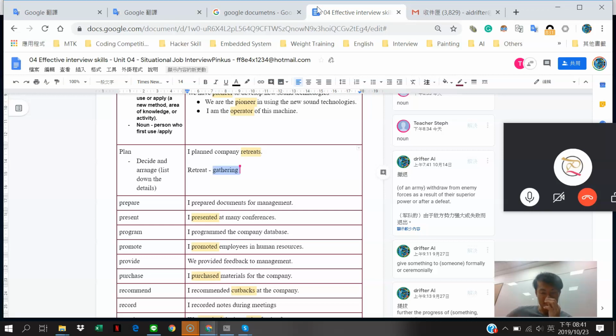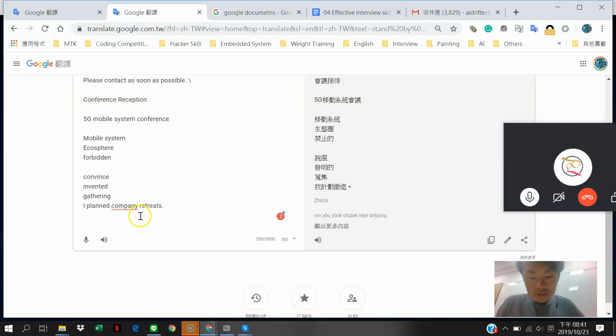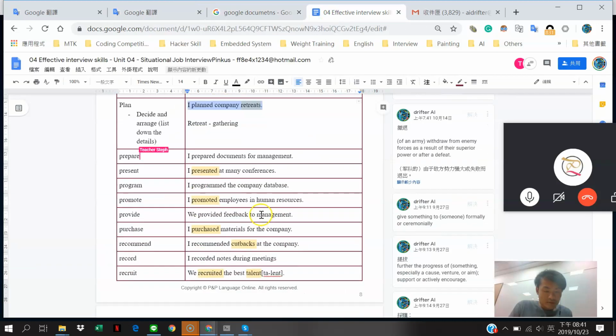Okay, so let's have the next word here. Please read. Prepare. I prepare the documents for management. Okay, I prepared documents for management. I prepare documents for management. Okay, prepared. Prepare. Okay, so what do you think is the synonym of the word prepare?